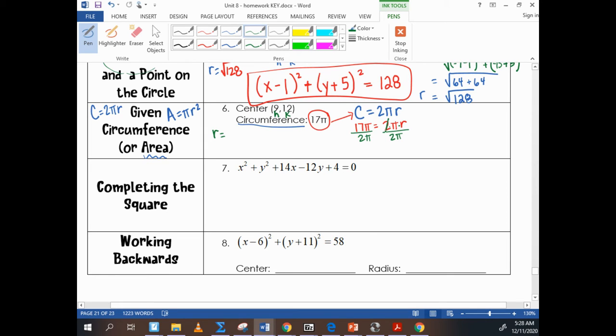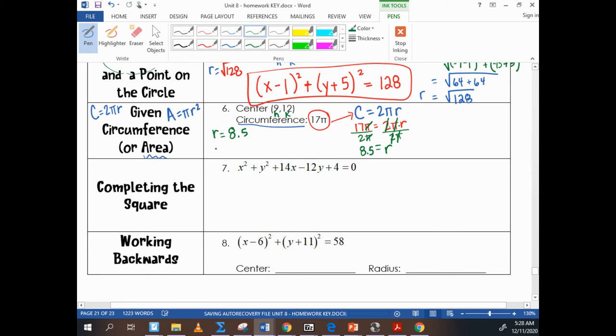That way, over here, 2 divided by 2 is 1. Pi divided by pi is 1. So then I just have this 1r. So I just have r over here. Pi divided by pi is 1. And that times 17 divided by 2, which is 8.5 right there. And now I found my r. My radius is 8.5.